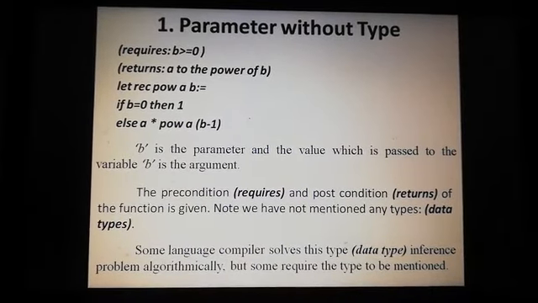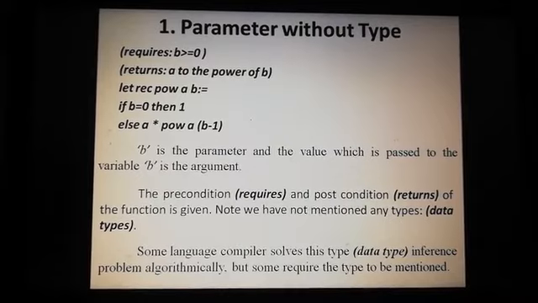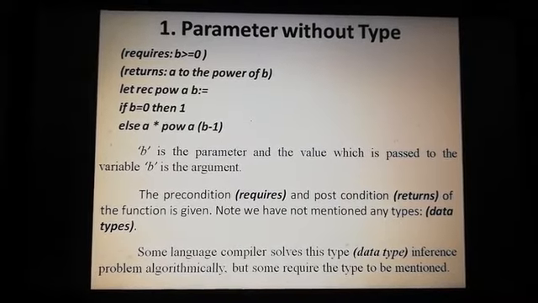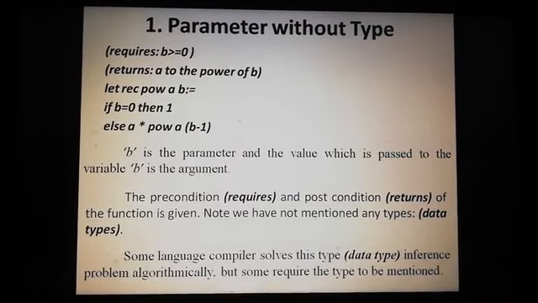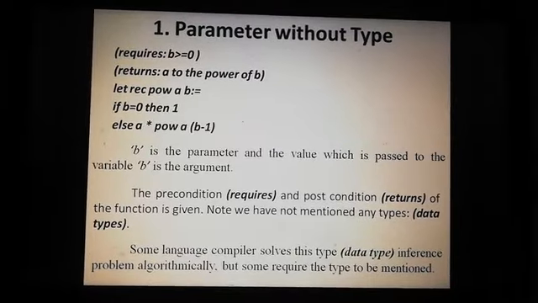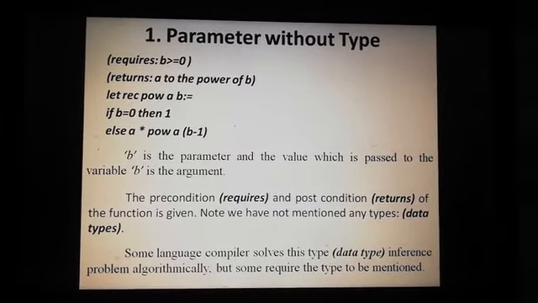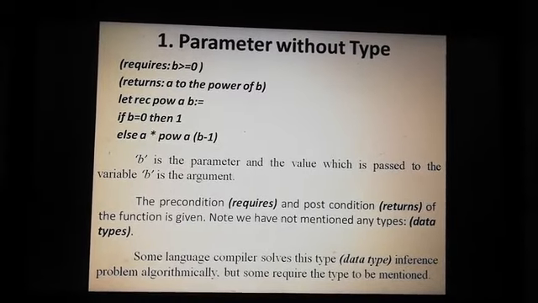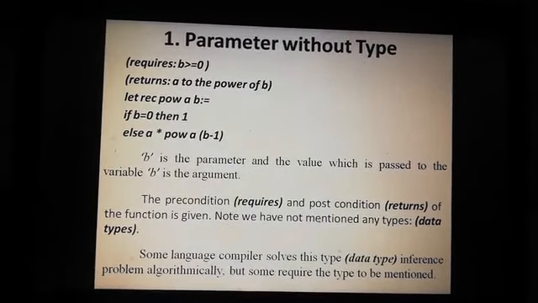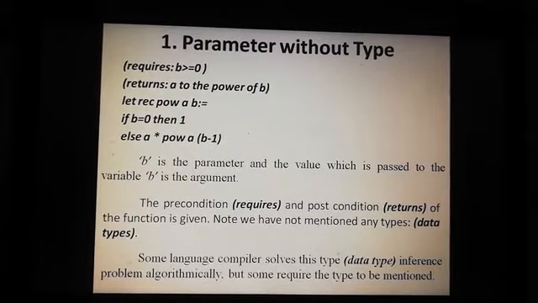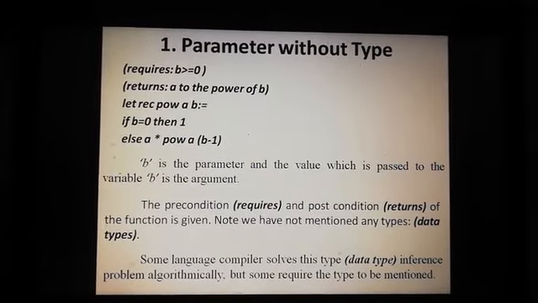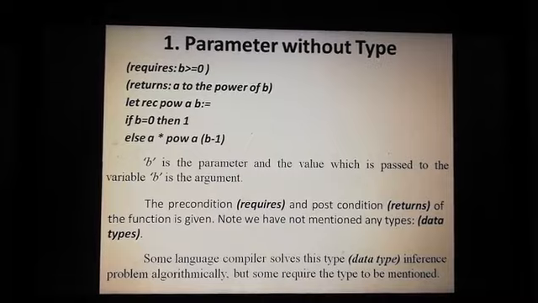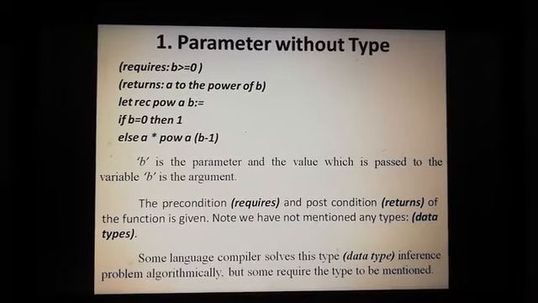In this example, we are not mentioning any data type for the variable b. In some programming languages, we do not explicitly mention the data type. In this situation, the compiler will automatically define the data type for the variable, based on the values we use for that particular variable.